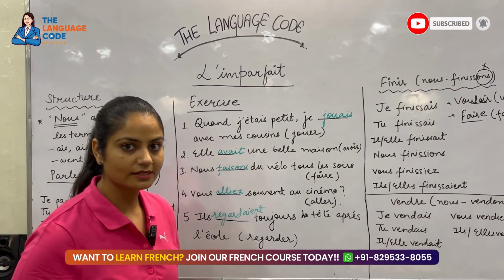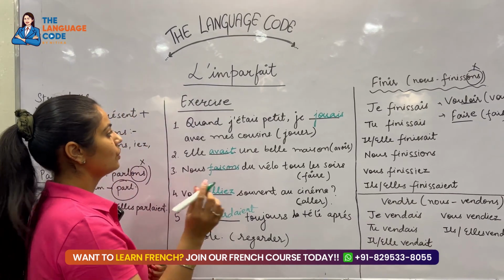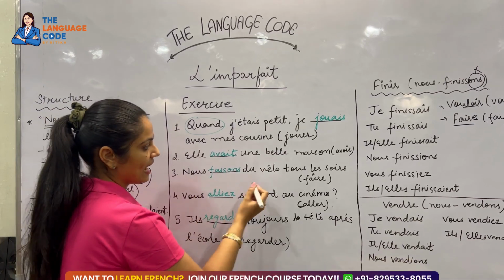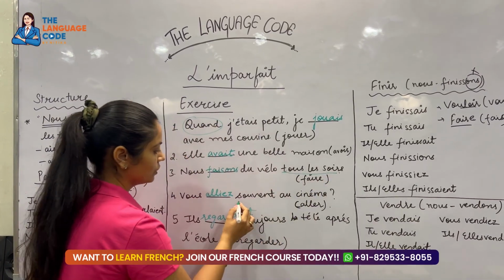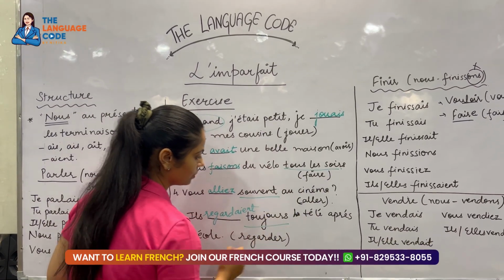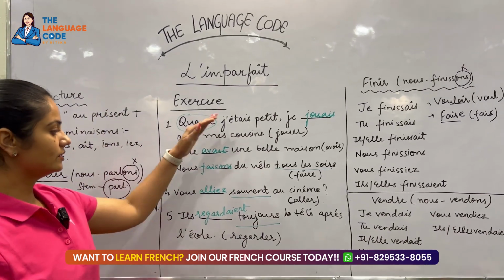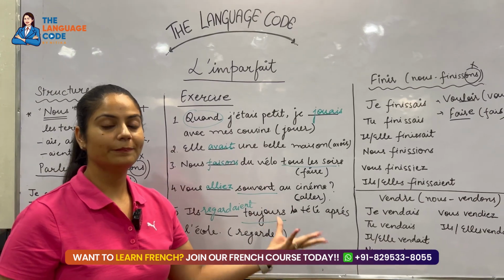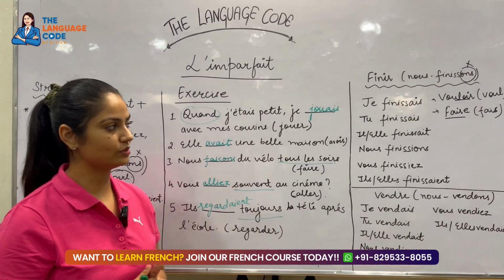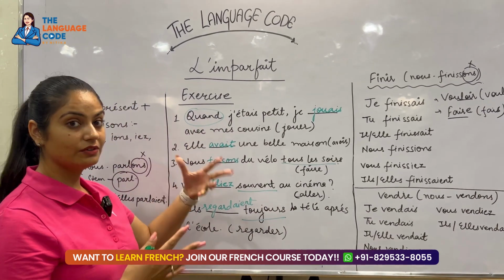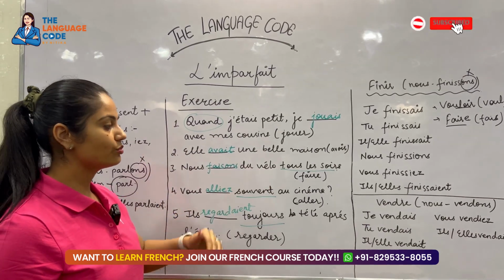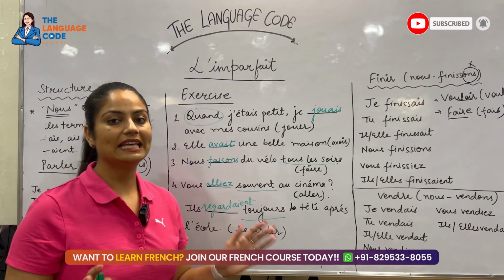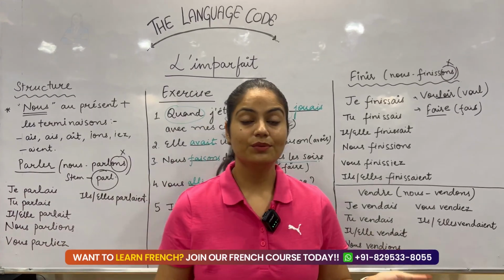But can you see one thing? In l'imparfait, we always have words like quand, oui. Then we have tous les soirs, souvent, toujours, right? So these words are a hint that here we have to use l'imparfait and not the passé composé. So in l'imparfait, we generally use quand, tous les soirs, tous les matins, tout l'après-midi, souvent, toujours, etc. Oui? I hope this concept is clear.